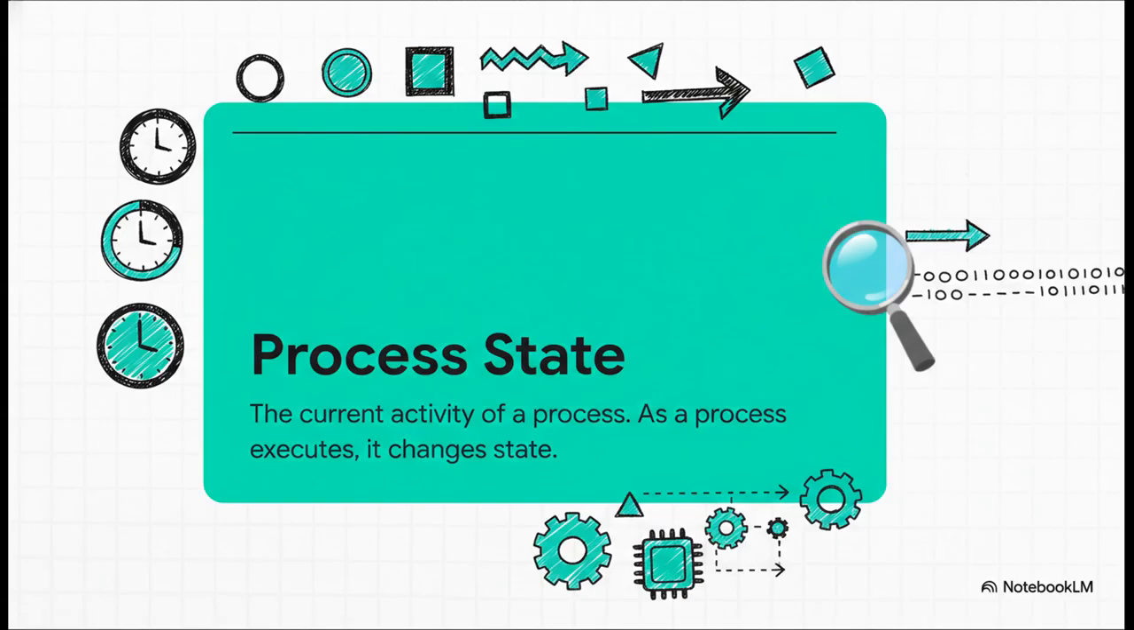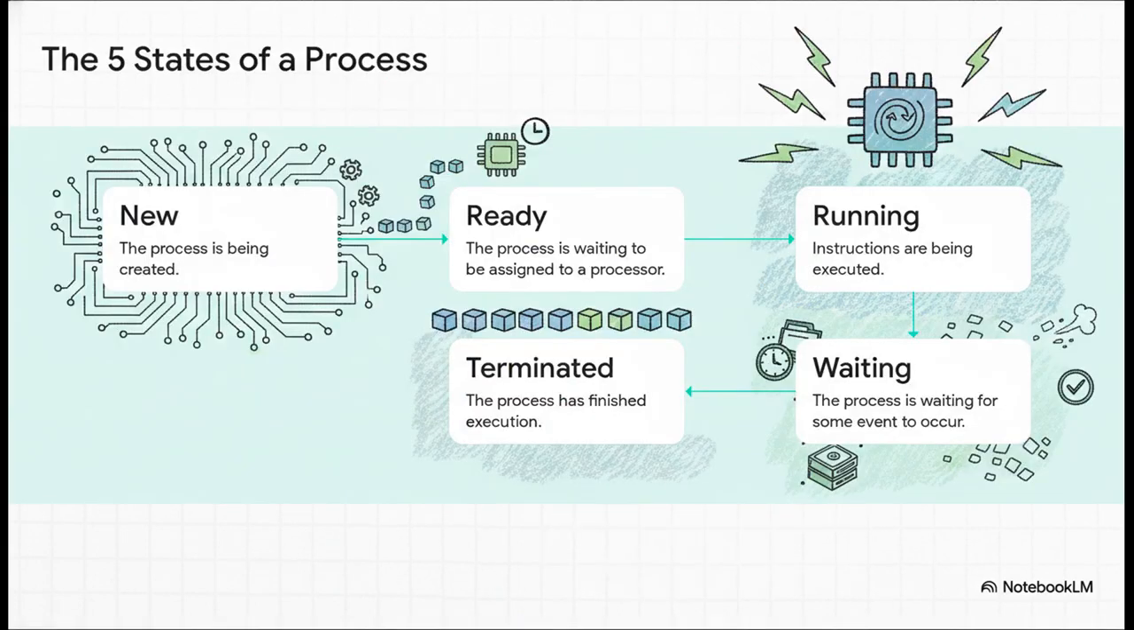And believe it or not, at any given instant, every single process running on your machine is in one of these 5 specific states. Okay, so its life starts as new. It's being created. Then it immediately moves to ready, which basically means it's standing in line waiting for its turn on the CPU. Then, bam, the scheduler picks it, and now it's running. Its code is actually executing.